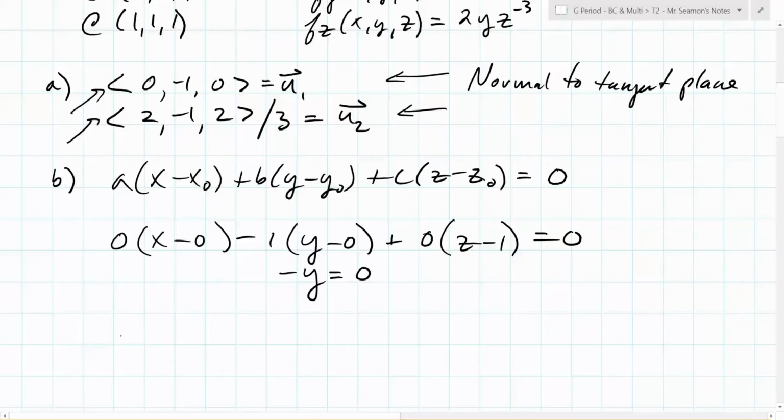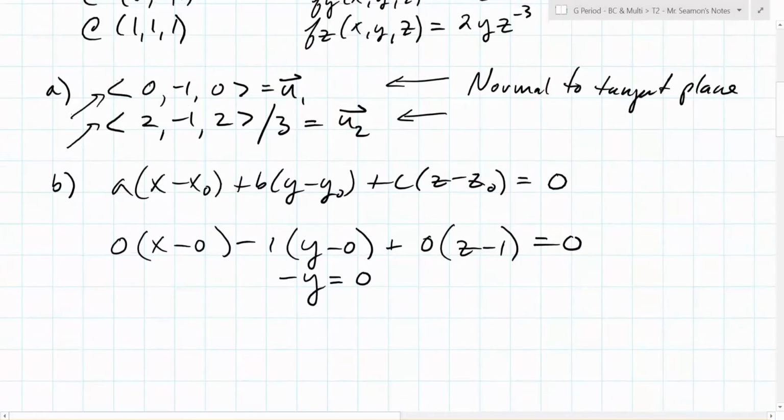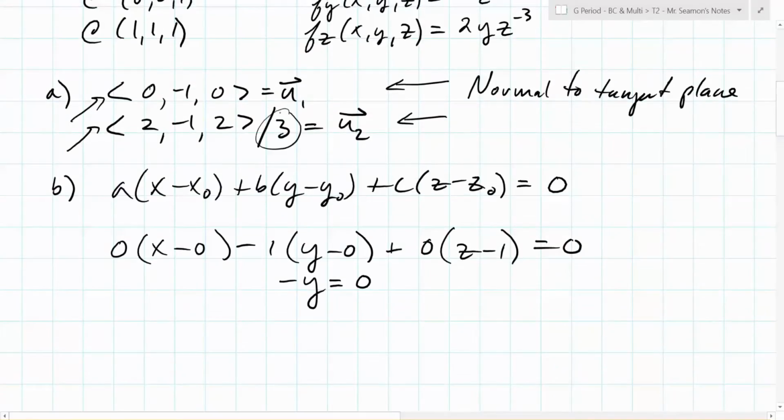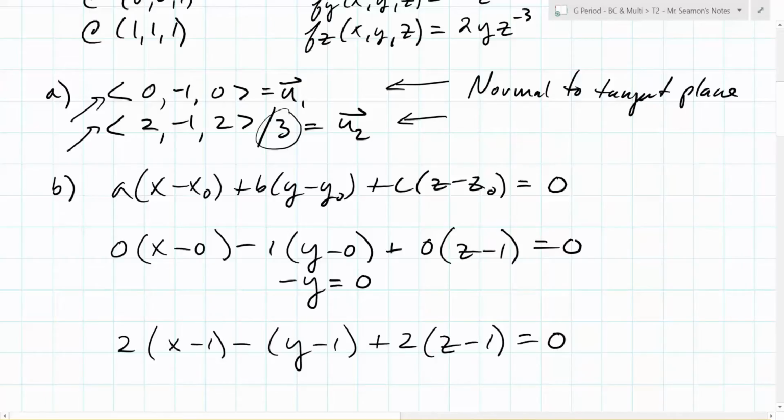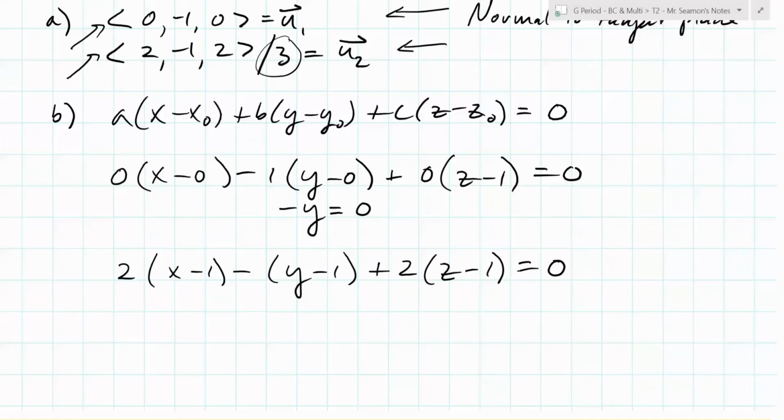So then the other equation is going to be what? Do we care about this 3? Does the magnitude of the normal vector matter when you're constructing the equation for a tangent plane, for any plane? No, it doesn't. So we can just use 2 times x minus 1, minus y times 1, plus 2 times z minus 1 equals 0. You could stop there or you could keep going, but is this a plane? Yes. Here's a plane and here's a plane.